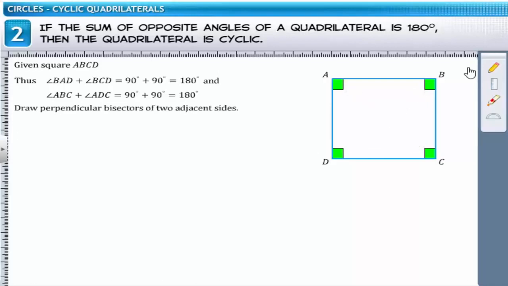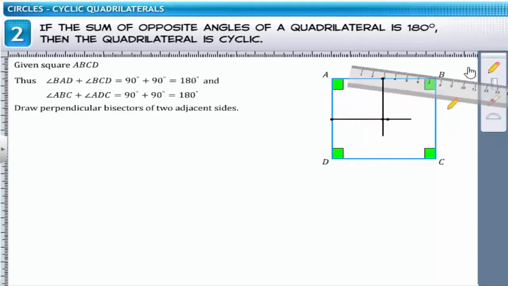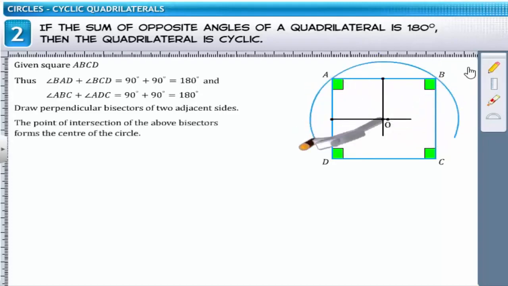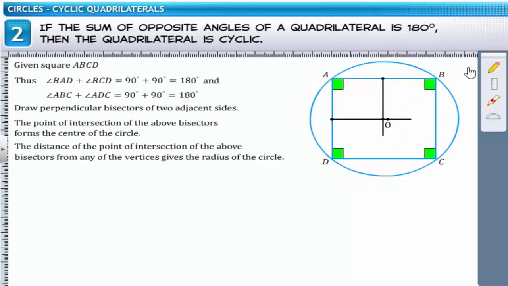If we draw perpendicular bisectors of sides AB and AD, we find that they intersect at a point O. If we draw a circle with center as O and radius equals OA, we find that the circle contains all the vertices of the given quadrilateral. Through simple construction, you can also illustrate that a quadrilateral is cyclic if the sum of at least one pair of its opposite angles is equal to 180 degrees.